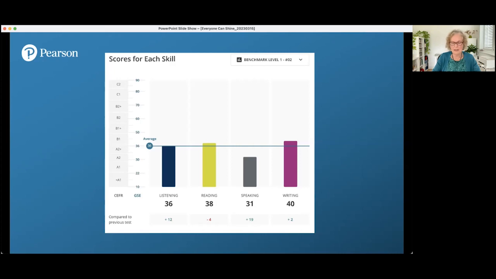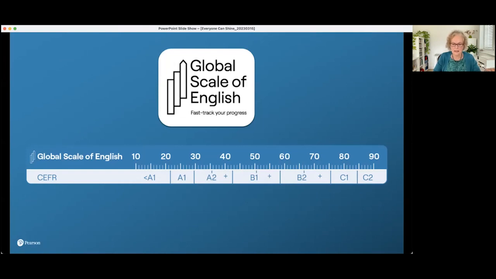How can we help Gina? She needs to get her speaking up. So let's just have a little look at the GSE, for those of you that don't know it, the Global Scale of English. These are ways of helping learners to pinpoint their listening, reading, speaking, and writing skills on a numerical scale, right from 10 to 90. So it's breaking down the Common European Framework into much smaller units. And the advantage of this is that a learner can see exactly where they are at any one point, and they can move up the scale and see that they're moving up without getting stuck in a level.